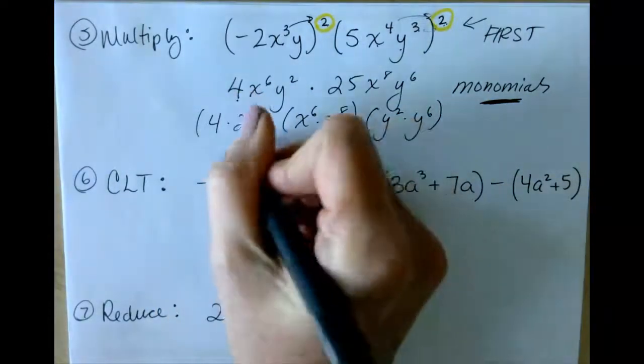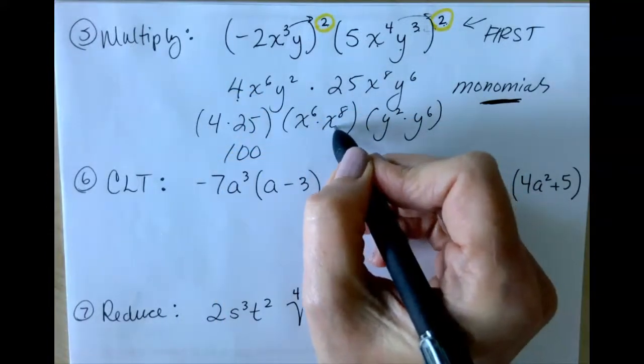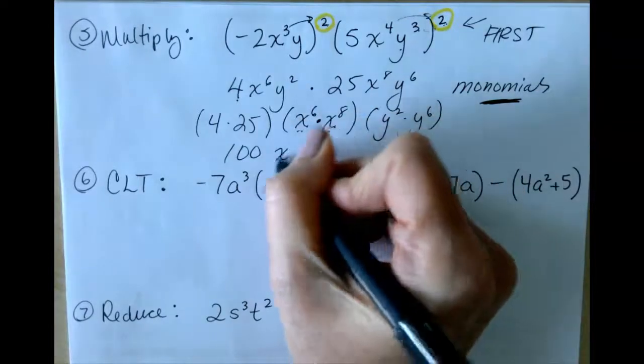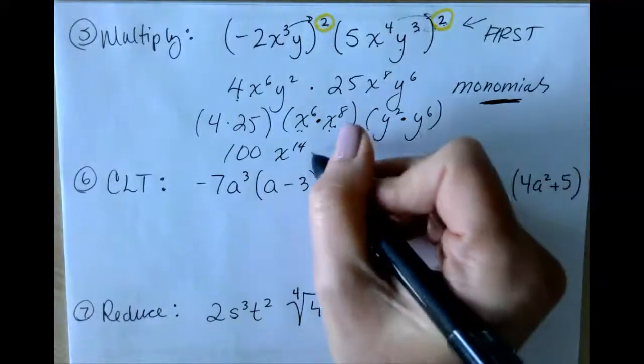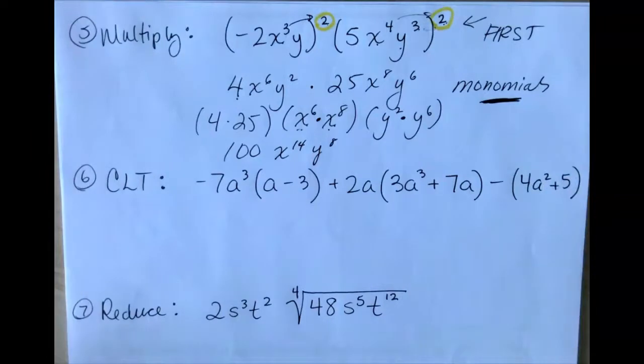4 times 25 is 100. x to the 6th times x to the 8th. Now we are multiplying and the bases are the same. Add the exponents. y squared times y to the 6th is y to the 8th. 100, x to the 14th, y to the 8th.